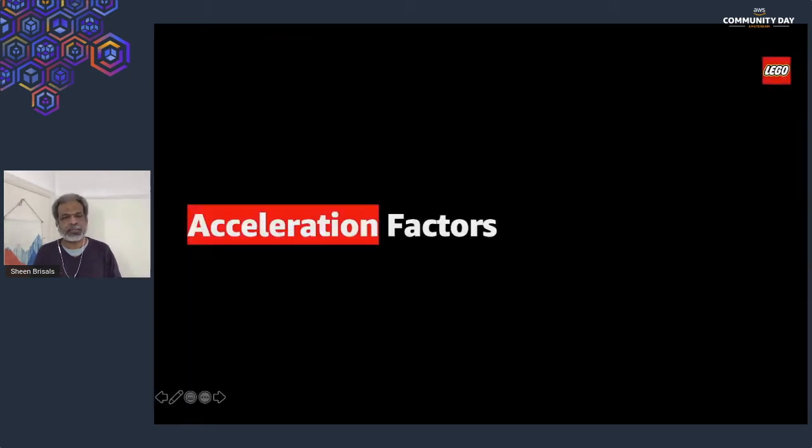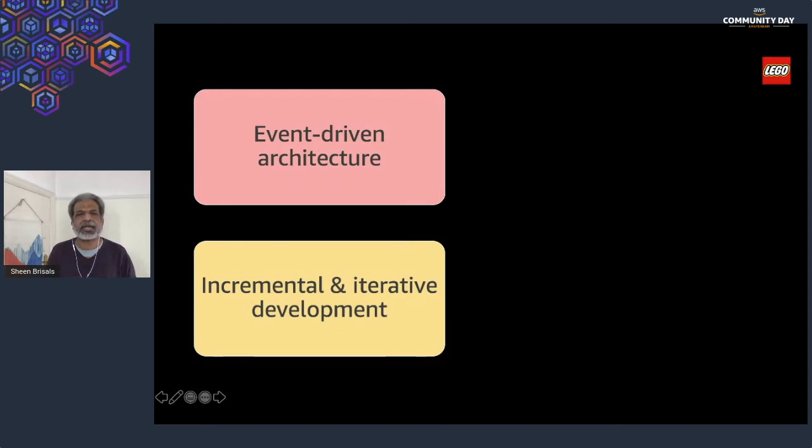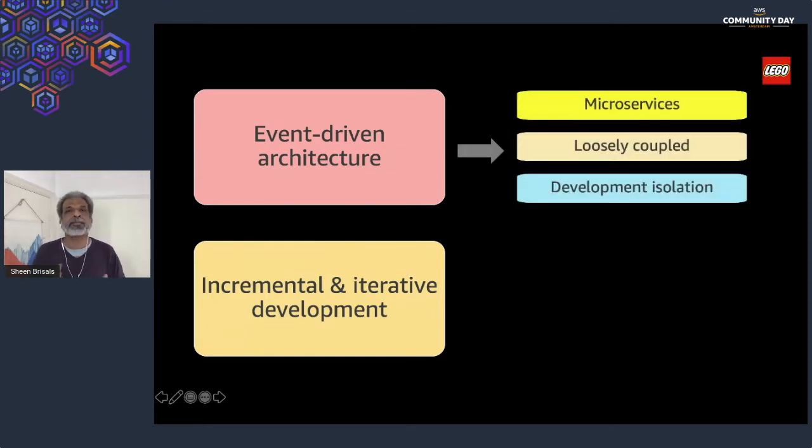So let's bring up those acceleration factors that I mentioned. The first one, of course, is event-driven architecture. With event-driven architecture, combined with that is the incremental and iterative development process that we have. Event-driven means we have microservices. They are decoupled or loosely coupled. That allows us to develop these services in isolation, independently. They have their own pipelines and things like that.